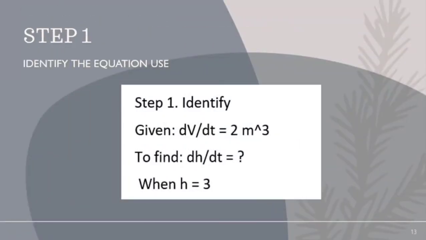To solve the question, first, we must identify the information that is given in the question. Usually, there is some information already given in the question. So it is important to read the question briefly and carefully to make sure we don't miss any information. First, we list out the information given inside the question. From the question, we get the value of dV over dt, which is 2 meter cubic. Next, we understand the question asks to find the value of dH over dt when the height h equals 3.